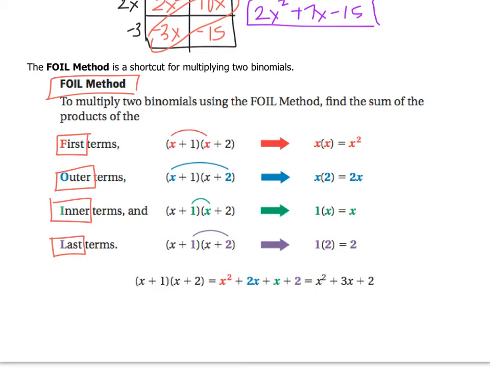This only works for binomials. A binomial times a binomial. Write that down. If you have any other size polynomial, you either just have to do regular distributive or use the area model, the box method.